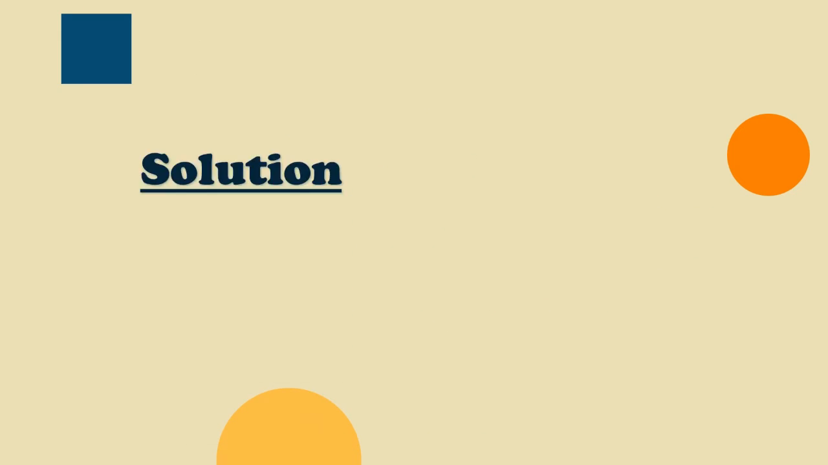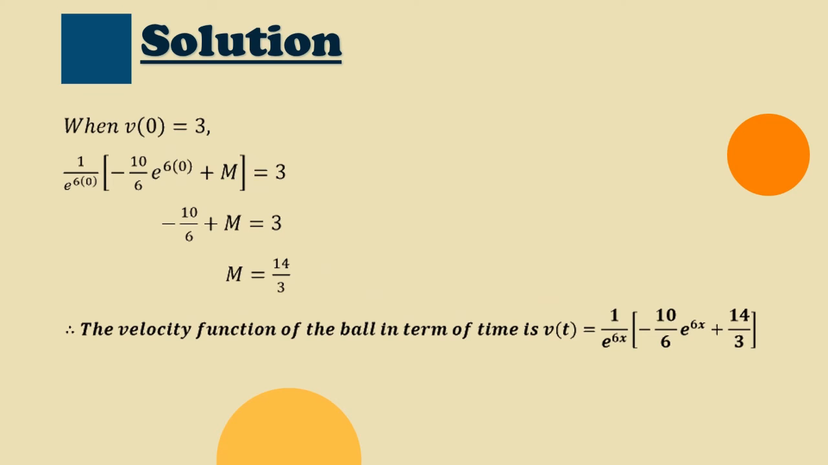In order to get a particular solution where our initial velocity is 3, when t equals 0, our function v(t) will equal 3, and then we substitute the value into the general solution that we got just now. Hence, we obtain the constant m equal to 14 over 3. Thus, the velocity function of the ball in terms of time is v(t) equals 1 over e to the power of 6x times the bracket negative 10 over 6 e to the power of 6x plus 14 over 3.